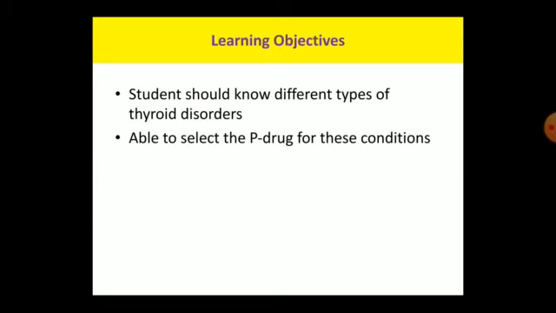In hypothyroidism, if it is congenital or seen in infants, it is known as cretinism, or in the adult, it is myxedema. If it is an emergency condition or crisis, it is known as myxedema coma. While in hyperthyroidism, either it is idiopathic or immune based, or there is an emergency condition called thyrotoxic crisis. And there are certain other thyroid disorders that belong to thyroid carcinoma, but today we will discuss the P drug for hypothyroidism and hyperthyroidism.